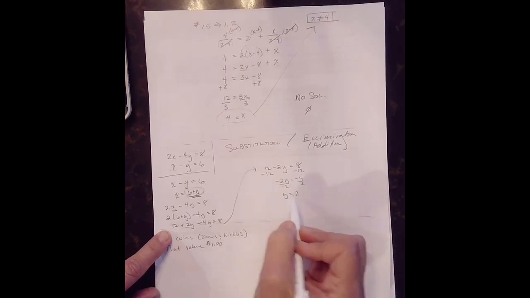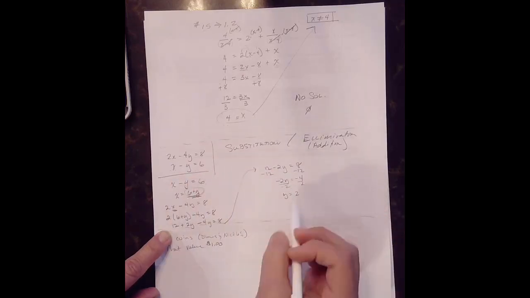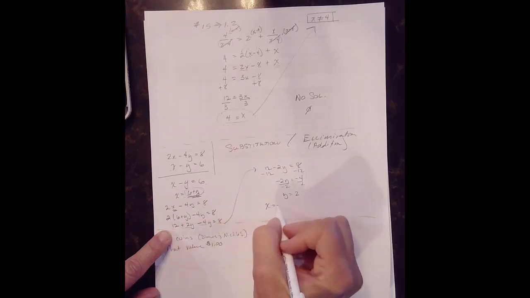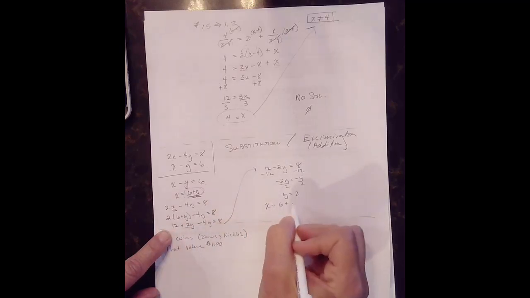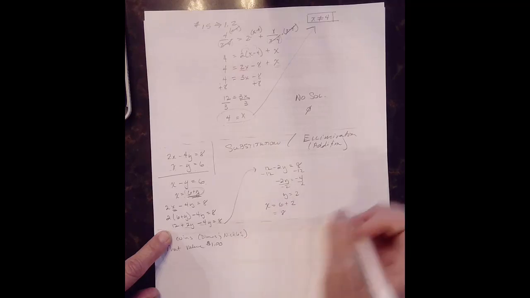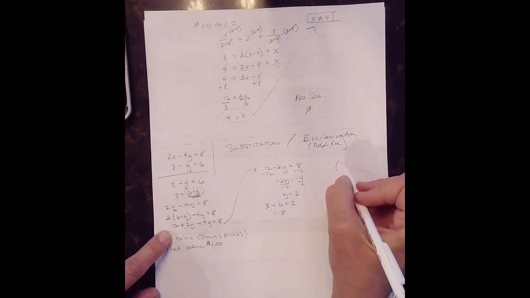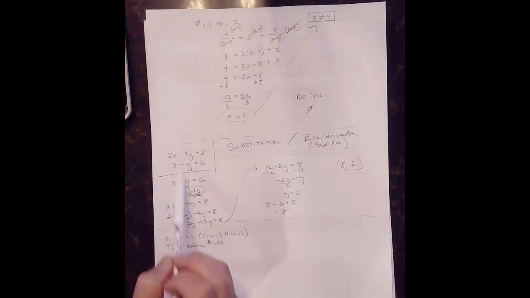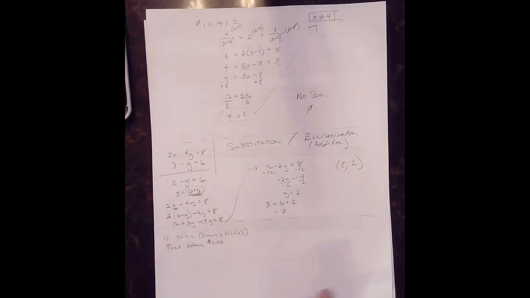Then I'm going to go ahead and substitute it back into one of my equations, and I can go in either one. So let's take the one that I already had solved for x. So x is going to equal 6 plus y, which is now 2. So x is going to equal 8. And so my solution set is going to be when x is equal to 8, y is going to equal 2.